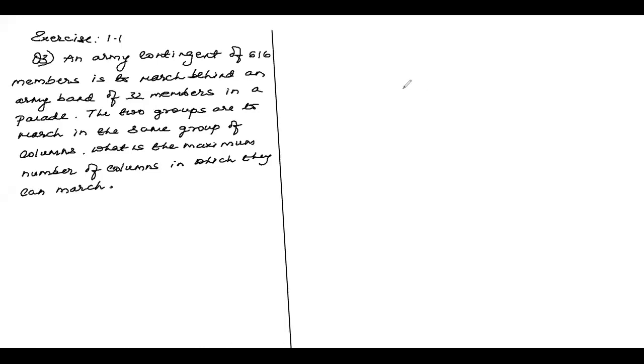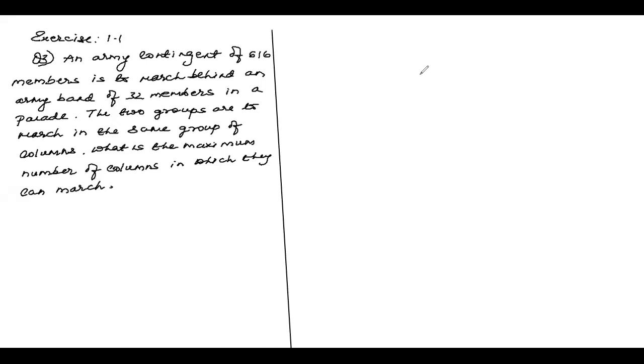Hello, children. Exercise 1.1, question number 2, question number 3, question number 4, and question number 5. I've done it together because they had the same concept, whereas this question number 3 is something different, children, and very nice, very interesting, very easy. And I want you to have a clear look at it.